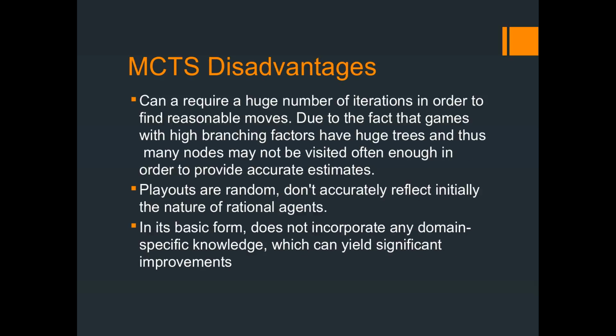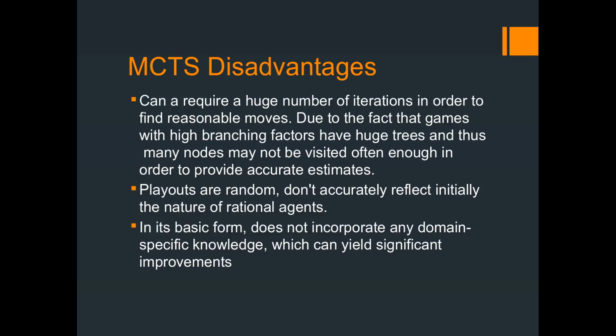There are some disadvantages though. It can require a huge number of iterations in order to find reasonable moves, due to the fact that games with high branching factors have huge trees and thus many nodes may not be visited often enough in order to provide accurate estimates. This was not a problem in our implementation though, because Connect 4 only has a branching factor of 7, and thus we were able to evaluate moves accurately within under 10 seconds.